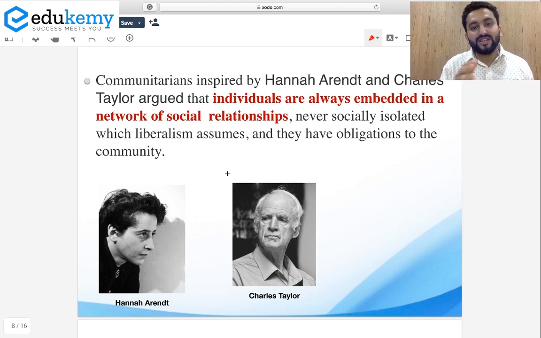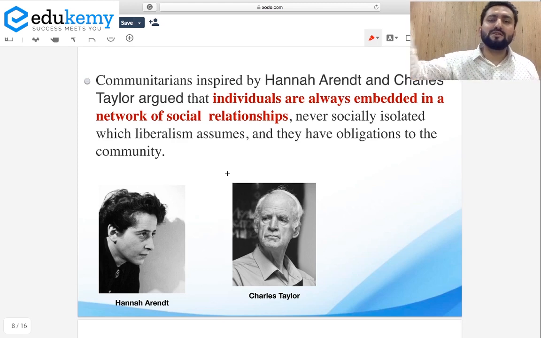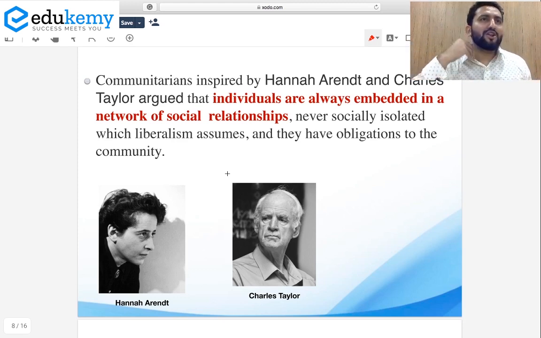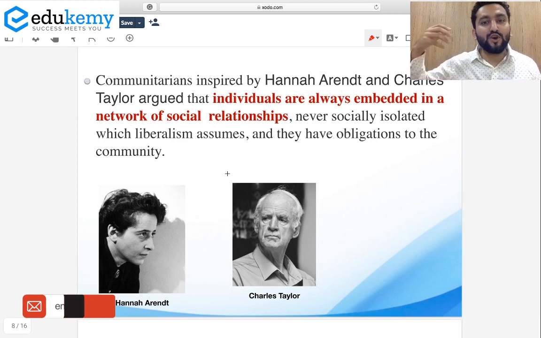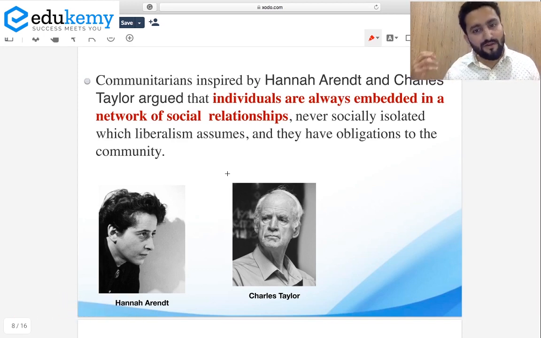So what Hannah and Charles Taylor were saying, they were saying individuals are always embedded in networks of social relationships. So we cannot have a self which is free from society. Our self has connection to network of social relationship. One way or other, we have impact of social relationships. So we are never socially isolated. That is the core idea of communitarians, right?